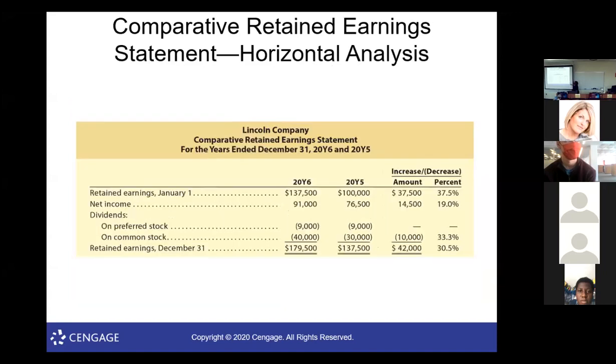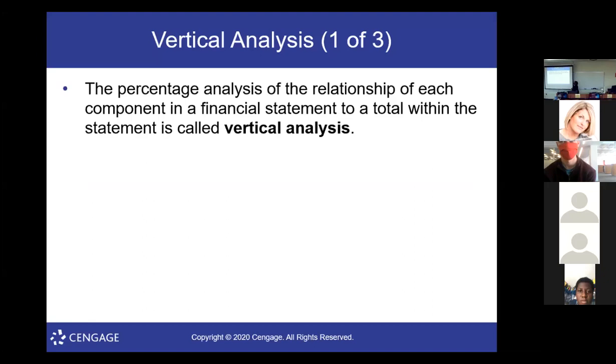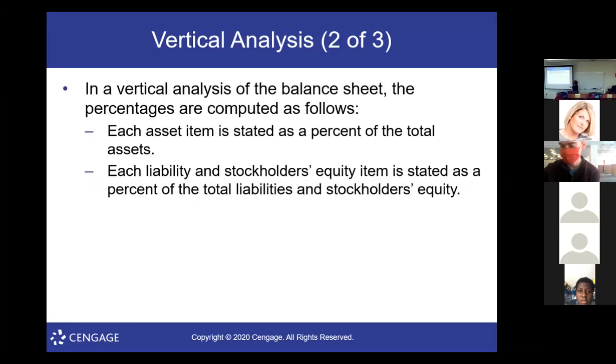Okay, so I'm not going to cover this, it is just a comparative horizontal analysis for the statement of retained earnings. Okay, so that's a horizontal analysis, and that's one way that analysts could take a look at a company's financial statements and start to make some assumptions about potentially what's happening. The next that we're going to cover is something called a vertical analysis. So the percentage analysis of the relationship of each component in the financial statement as a percentage of another component. So let's see what that looks like.